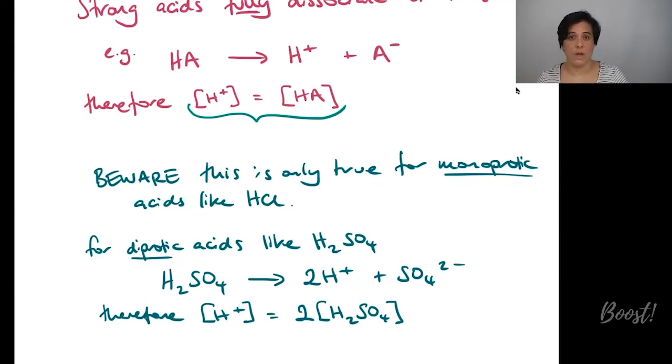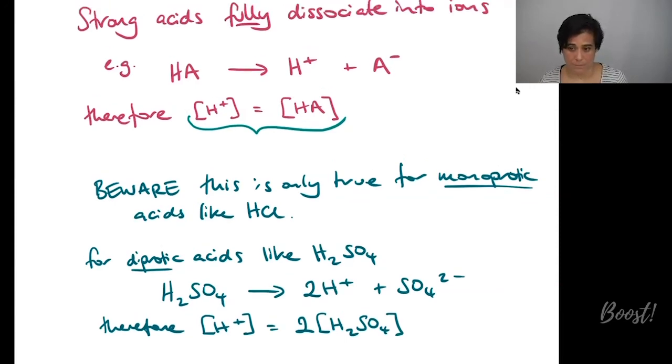So if we're given a concentration of sulfuric acid of 0.1 moles per decimeter cubed, we need to multiply that by 2 to get the concentration of H+ ions, which is what we want to put into our pH calculation. And that's because there's 2 H+ ions for every 1 mole of sulfuric acid.